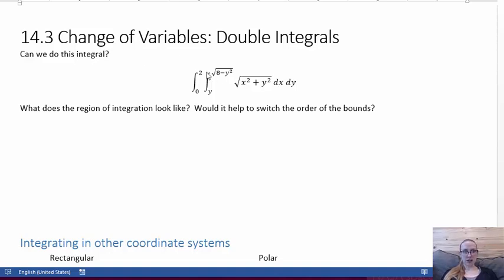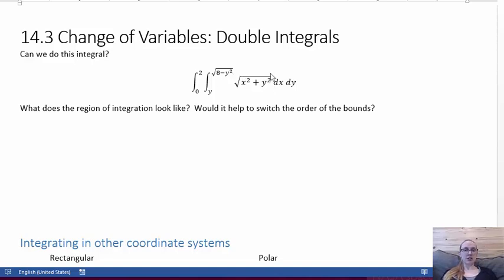So for the example I have at the start here, the first question I asked is, can we do this integral? If you look at the setup, if we were going to compute this, the first thing we'd have to do is take an x antiderivative, but the square root of x squared plus y squared, the only way to integrate that with respect to x would be to use a trig substitution. And in particular, it's not the nicest trig substitution because the constant we're dealing with is a y, and so it gets a little bit confusing.